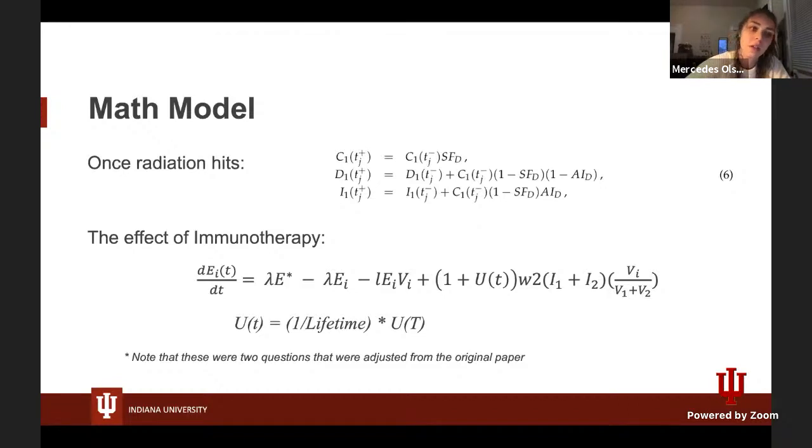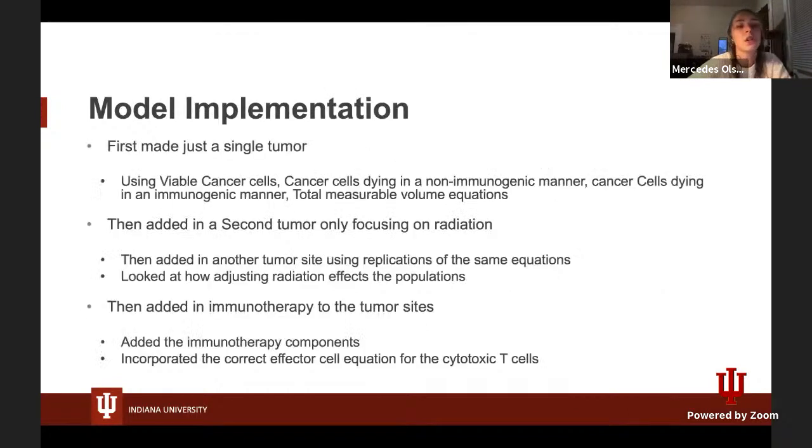So going over the model implementation, the way I went about it was I first just made a singular tumor using those first 4 from that math model slide: the viable cancer cells, the 2 different dying cells, and then the total measure. I then replicated that exact same model, but added a second tumor, focusing really only on the radiation effects.